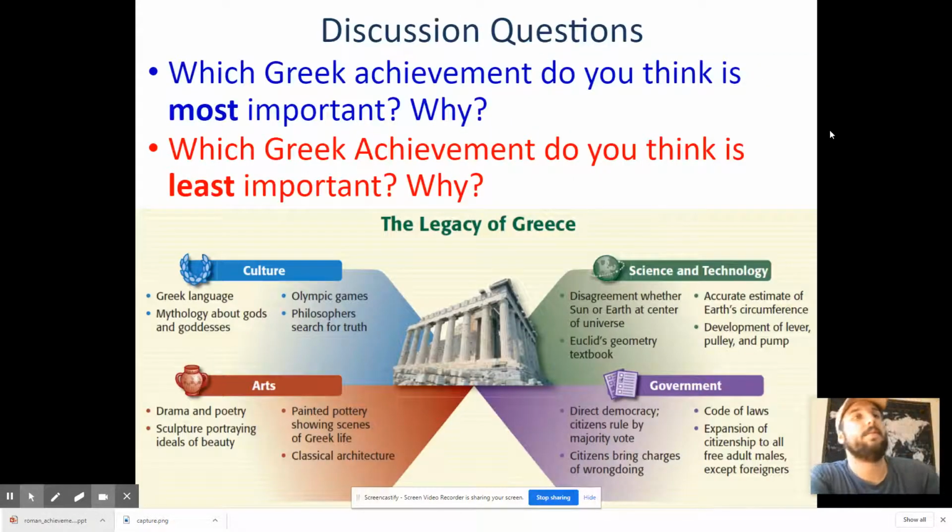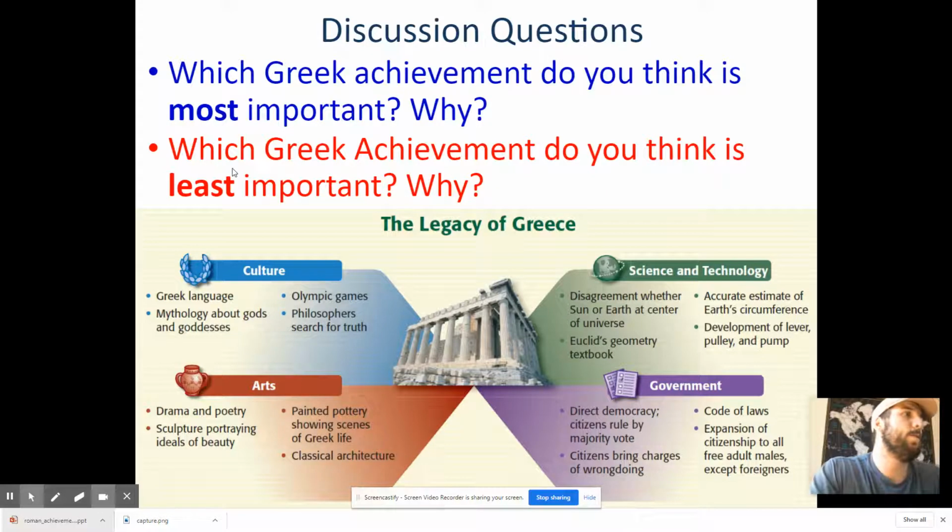Now, to the final part of our assignment for your independent work on Monday, Tuesday, you are going to answer 2 questions. Please make each answer at least 2 to 4 sentences long. Question number 1 asks, which Greek achievement do you think is the most important and why? Question number 2 asks, which Greek achievement do you think is the least important and why?